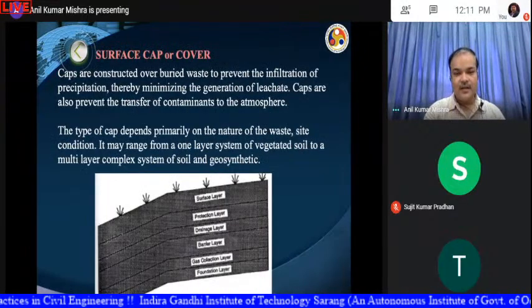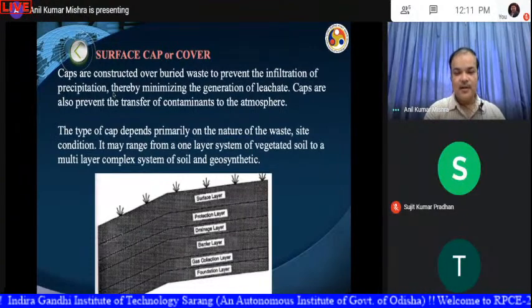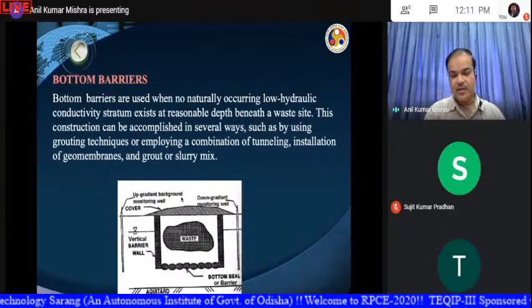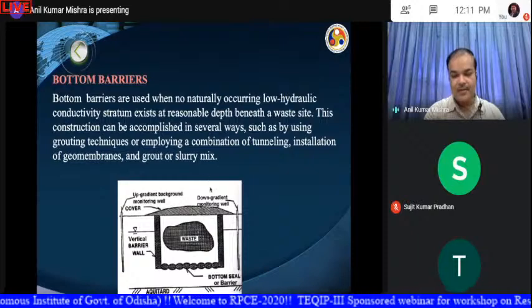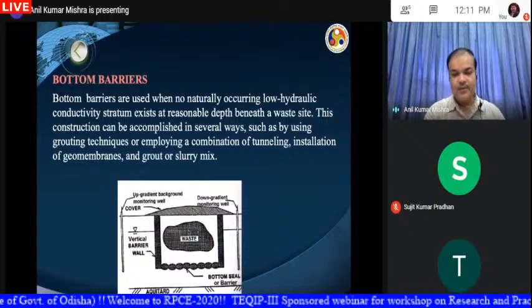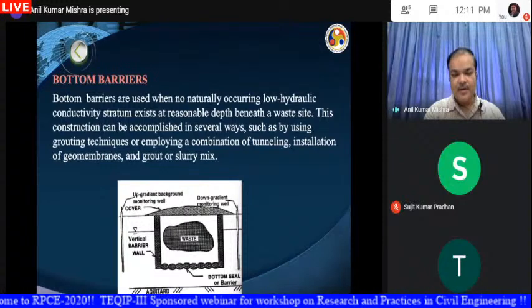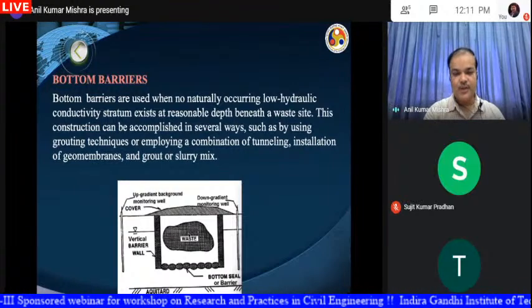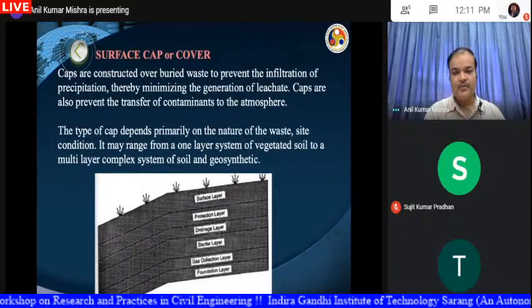And the next thing is the surface cap or cover. In surface cap, suppose a rainfall occurs. In that case, the water will migrate through the soil and can react with the waste. So if we provide a cap over here, that will prevent the rainwater from coming in contact with the waste material. So the surface cap is generally provided at the top of the waste material.